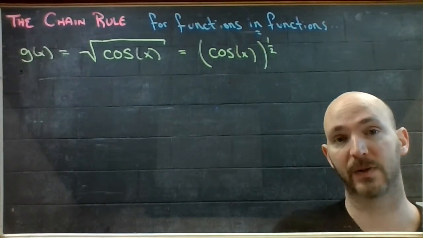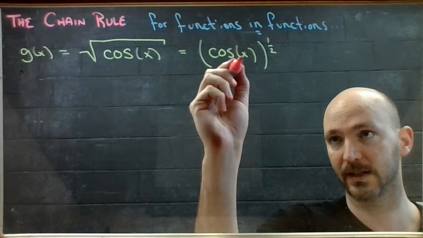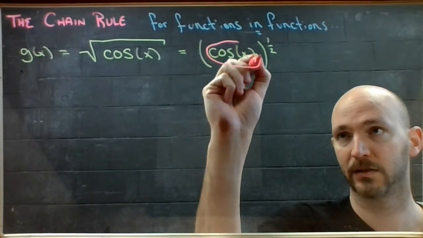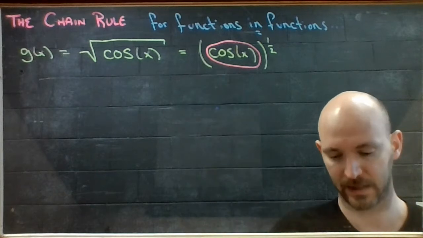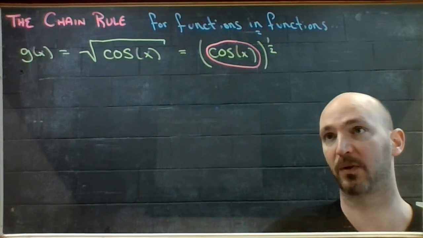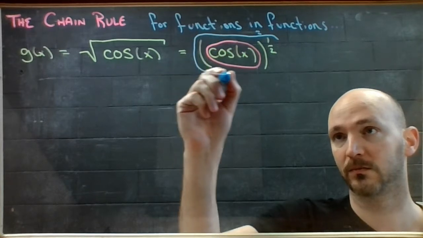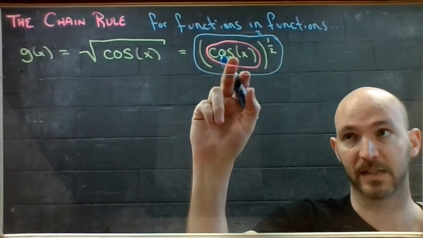Now, if I do that and I color in my layers, this is what's on the inside. I've got a cosine here, completely contained inside of something to the exponent 1/2. See that happening? It's a bubble in a bubble.